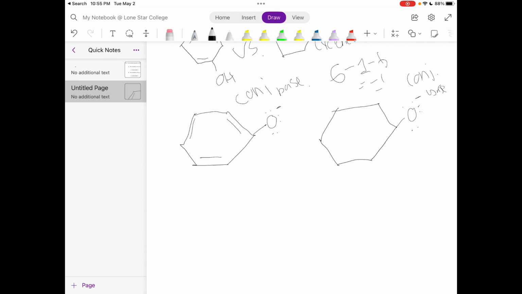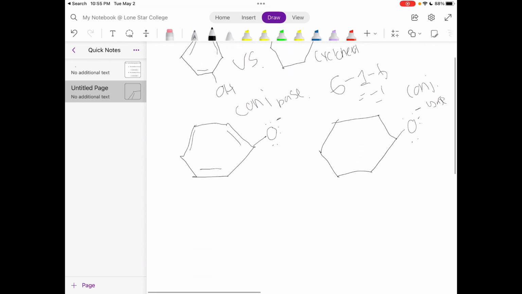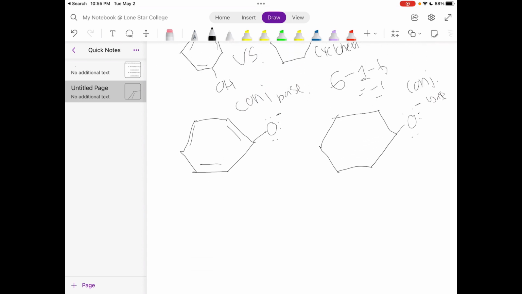So let's look at this one first, phenol, whatever. You need a pi bond and a lone pair. This is the lone pair. This is the pi bond. So we can make a resonance structure, actually. 1, 2, 3. This moves right here. Okay? And then this other bond goes right here. Alright? So that's one resonance.